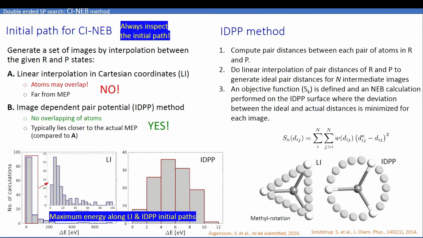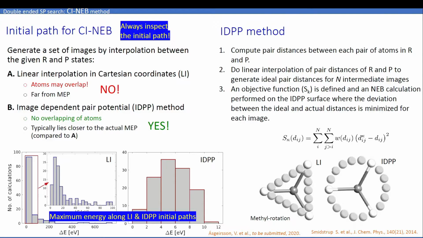A much better option is to use the image-dependent pair potential method. It works by computing the distance between each pair of atoms in the reactant and product minima. Then a linear interpolation of ideal pair distances is made for the intermediate images, and an objective function for the deviation of the ideal and actual distances is minimized for each image using the NEB algorithm. A path generated by IDPP should not contain overlapping of atoms, and typically lies much closer to the actual minimum energy path than linear interpolation in Cartesian coordinates.